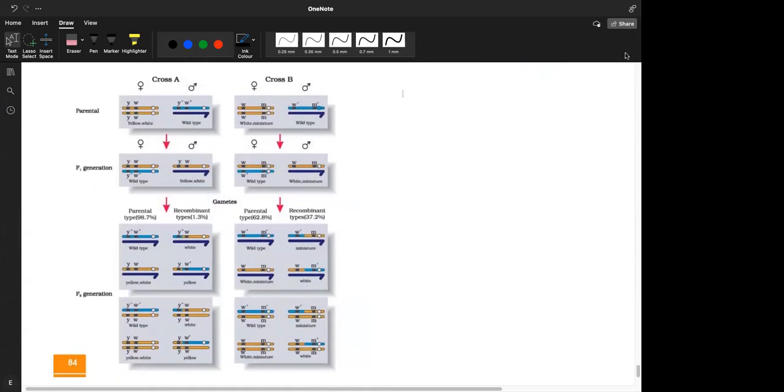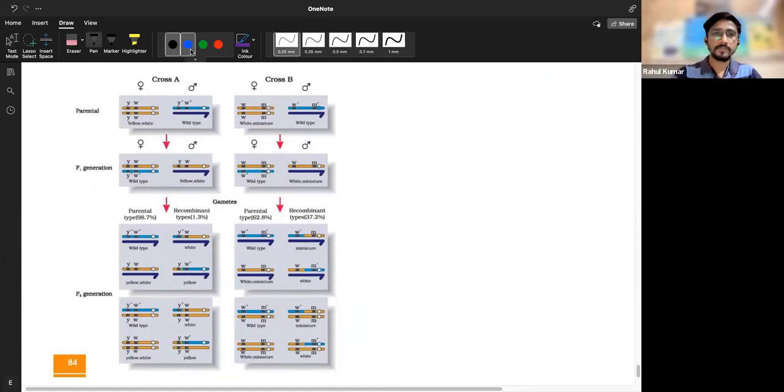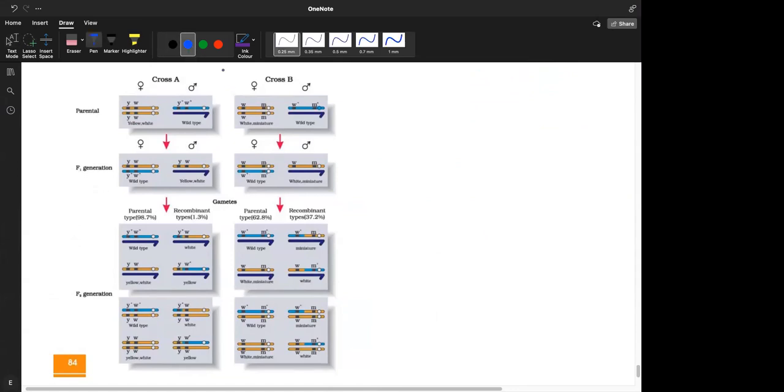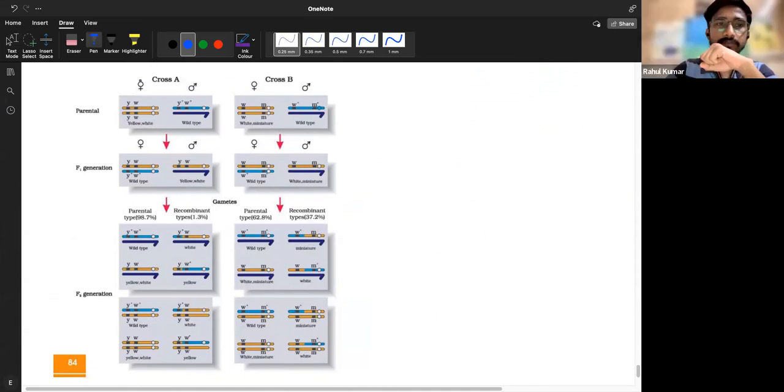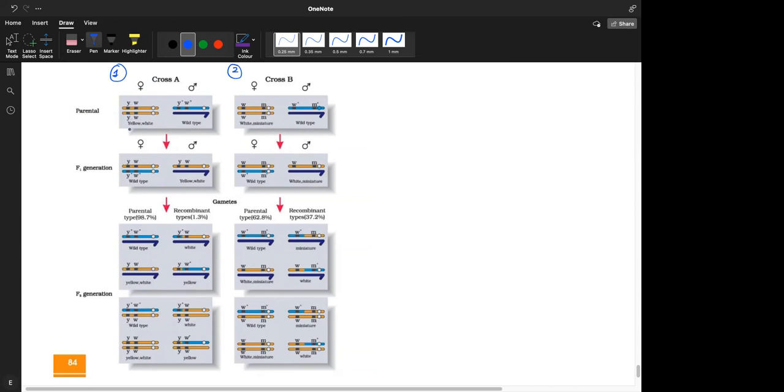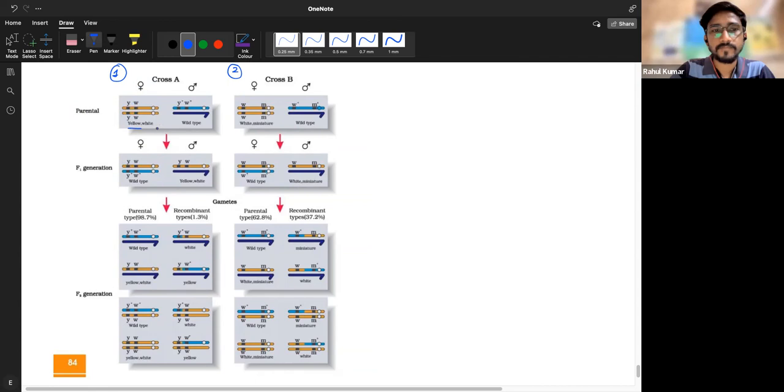Now look here. There are two crosses giving you two examples. This is the first example, cross A and cross B. So first look at this one. They are separated from the center. Now look at this parental generation in cross A. The female, they have taken two genes. This is exactly what Morgan did, to find linkage. Do you see this Y and W? In your book, Y is for yellow body and W is for white eye.